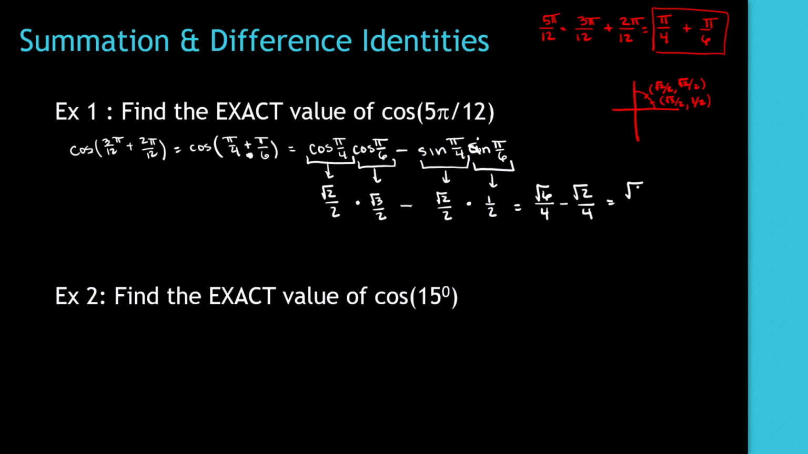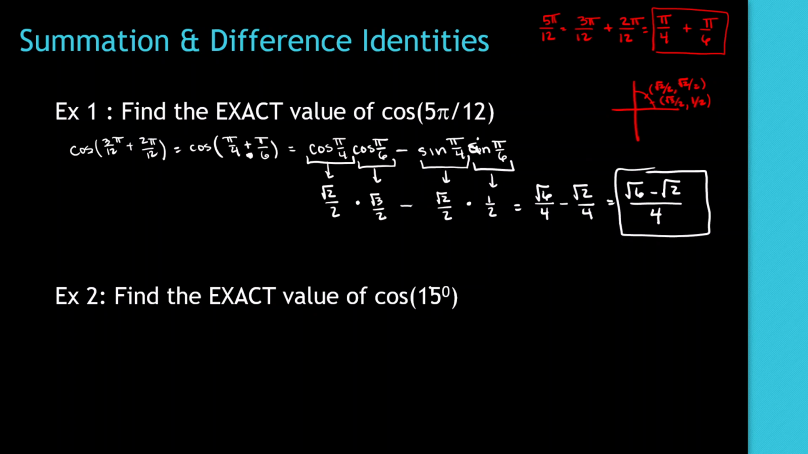We could write that as a single fraction if we would like: square root of 6 minus square root of 2 over 4. And this would be our value. Now this is exact. Square root of 6 and square root of 2 are irrational, so if I tried to do this on my calculator, it's going to give me a non-ending, non-terminating decimal that I would have to round off and estimate. But this is exact.